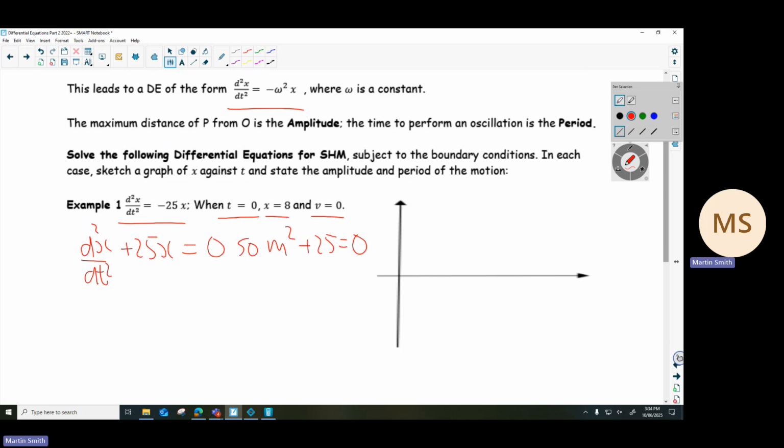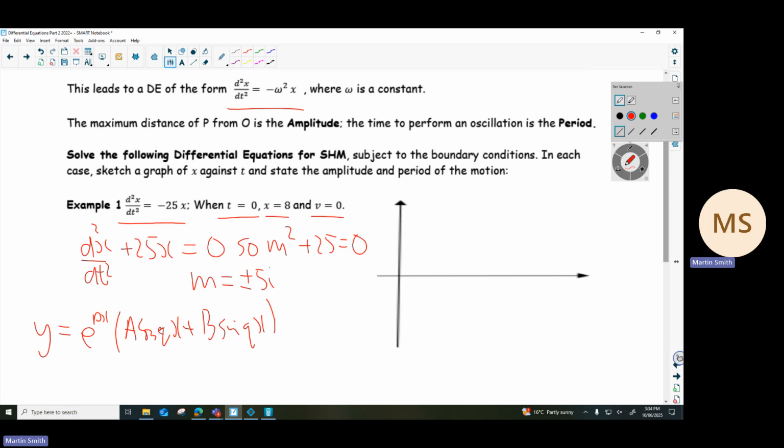This can be solved on your calculator, or you can say m squared is minus 25 to give a solution of the form m is plus or minus 5i, where i is the square root of minus 1. So the solution to this would have the form y is e to the px into a cos qx plus b sine qx.